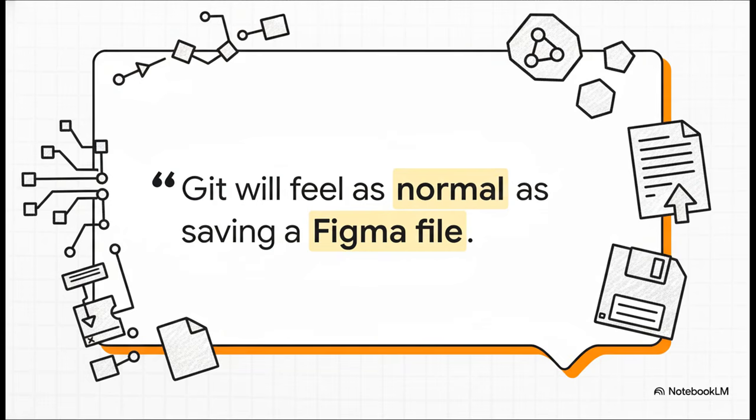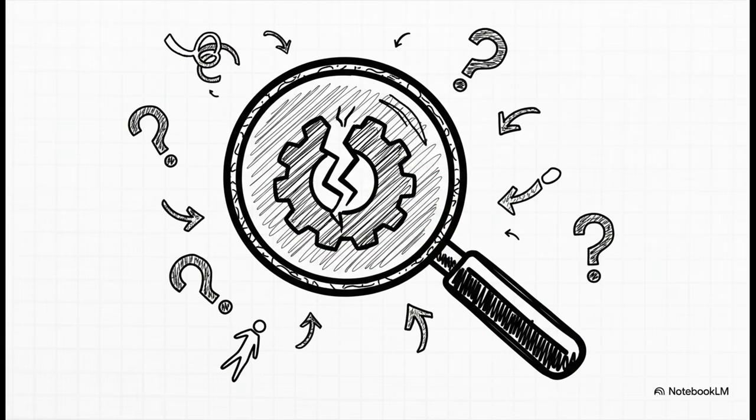And I promise you, by the end of this explainer, Git will feel as normal as hitting Command-S in a Figma file. And hey, stick around because later on, I'll show you the one Git mistake that can literally break team projects and wipe out a teammate's work. You are definitely going to want to know how to avoid that.